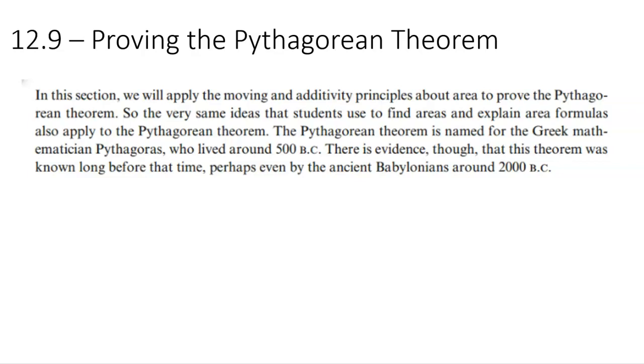Now, we're going to use the same ideas that students use to find the areas and explain area formulas, and we're just going to apply it to this theorem. Now, this is really important. It's named for the Greek mathematician Pythagoras, who was around in 500 BC. But there's a lot of evidence that this theorem was known long before this Greek mathematician, possibly as far back as the ancient Babylonians around 2000 BC.